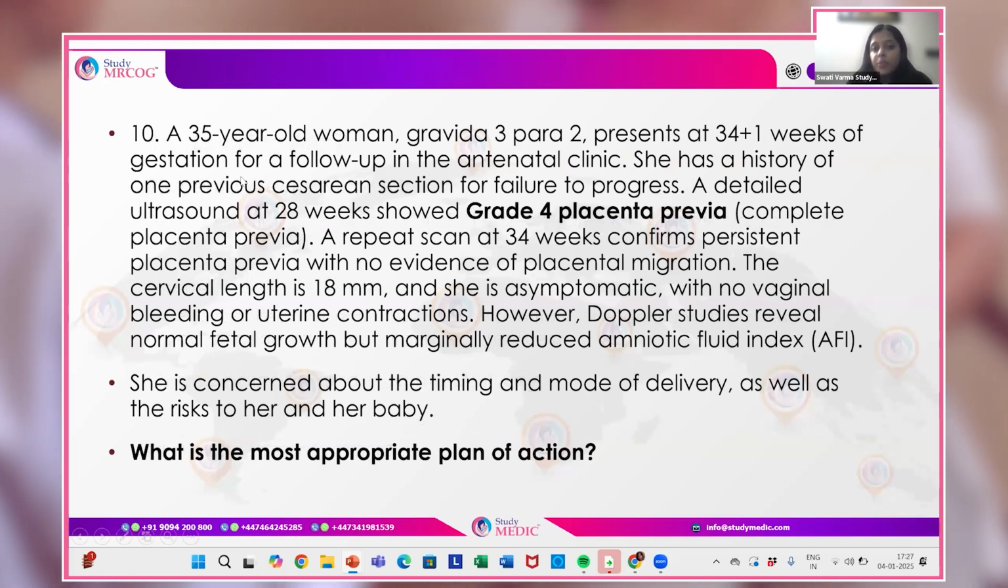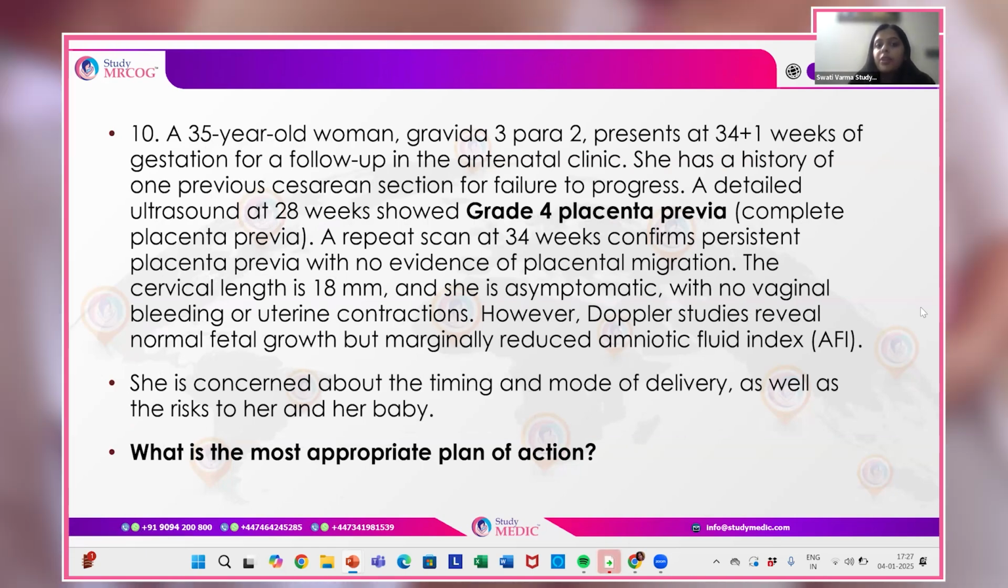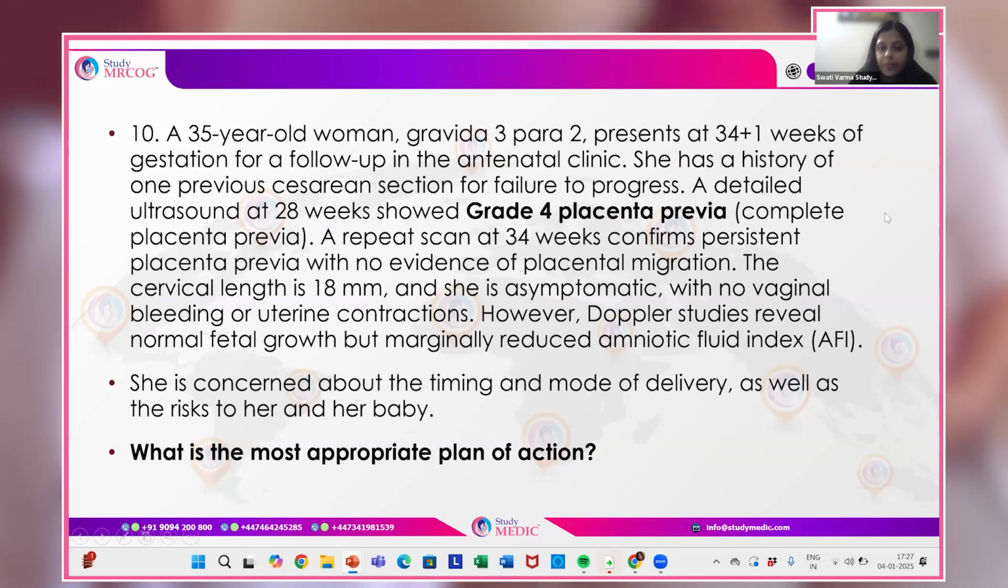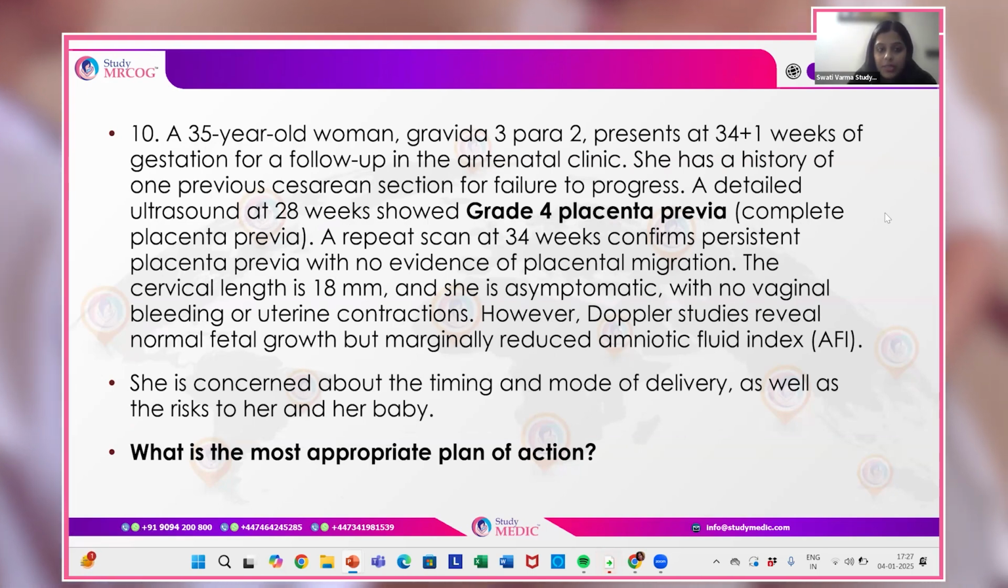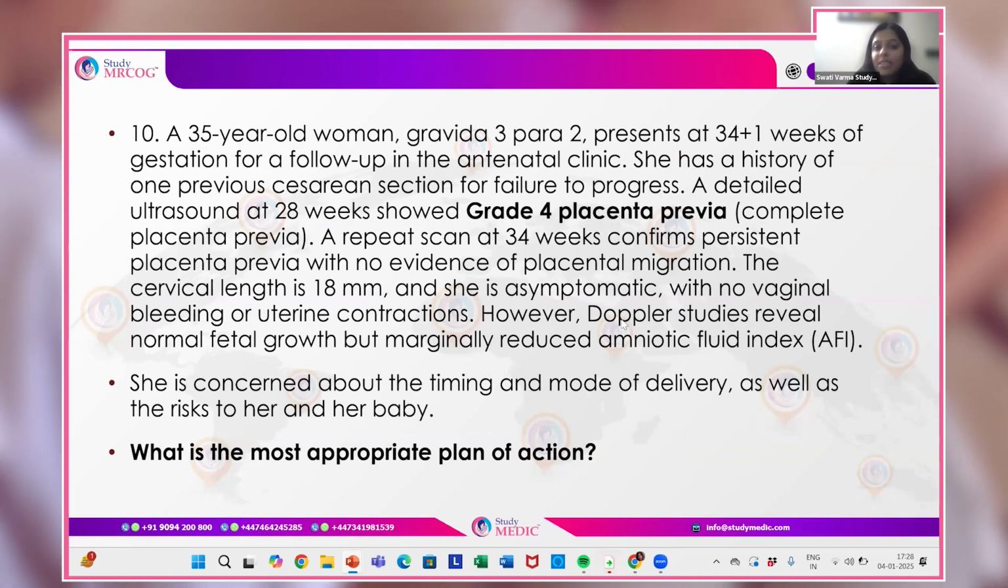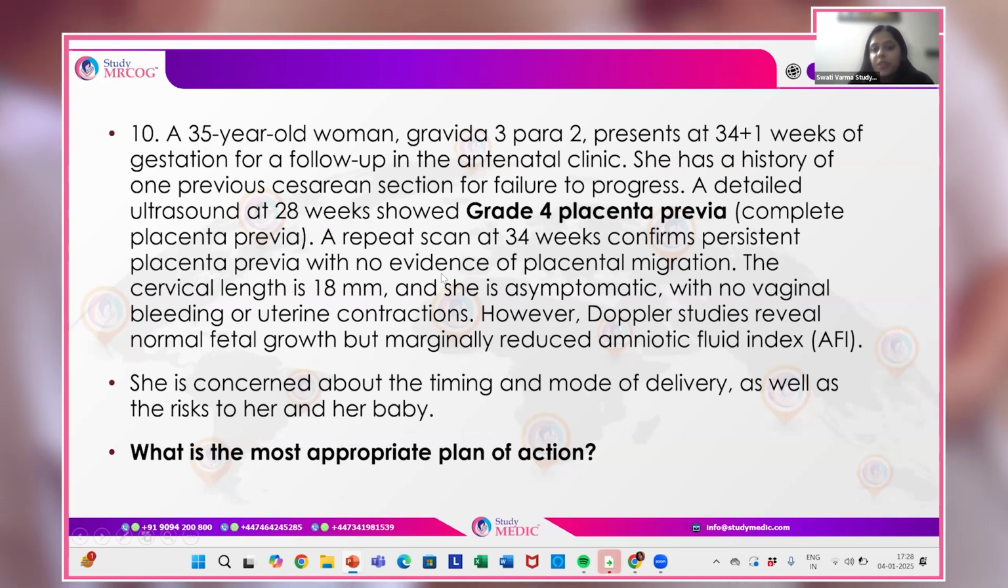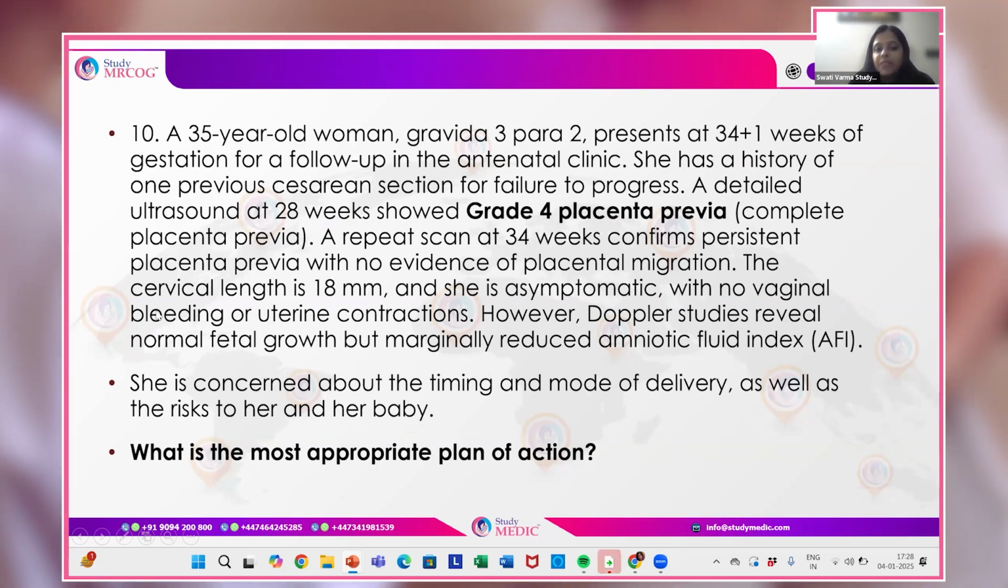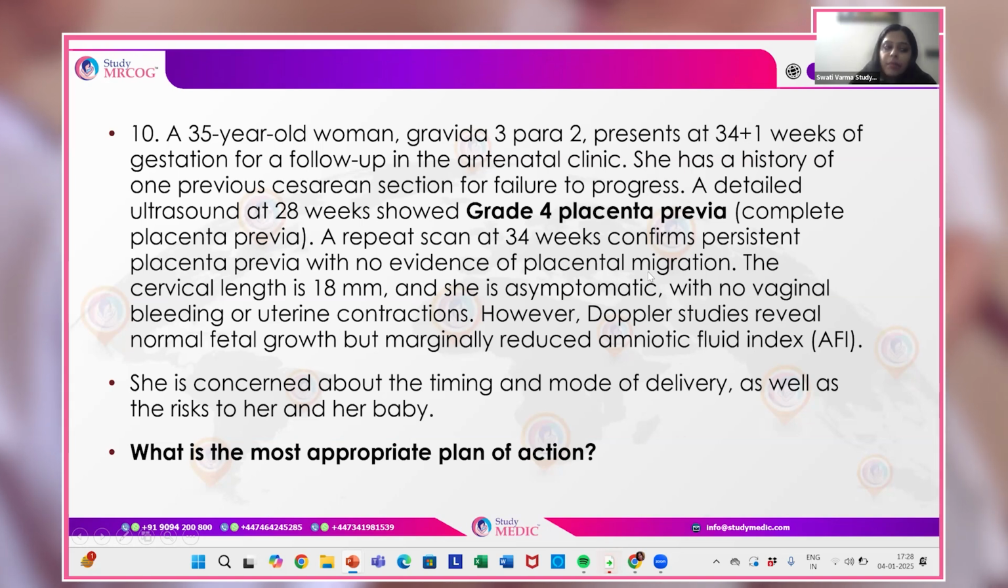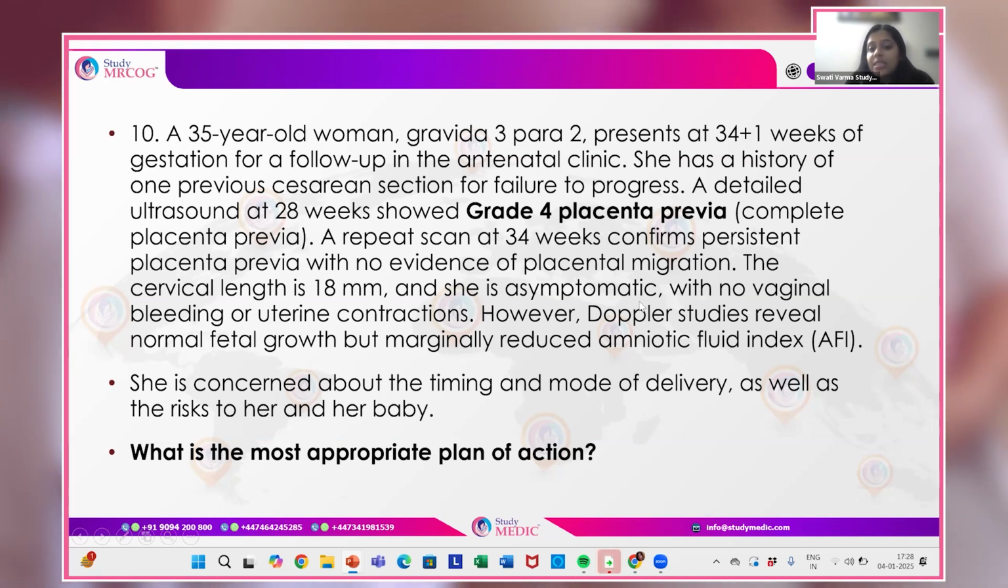A 35-year-old woman, gravida 3 para 2, presents at 34 weeks for a follow-up in the antenatal clinic. She has a history of one previous cesarean section for failure to progress. A detailed ultrasound at 28 weeks shows grade 4 placenta previa, again complete placenta previa. Repeat scan at 34 weeks confirms persistent previa with no evidence of placental migration. The cervical length is 18 mm and she is asymptomatic.